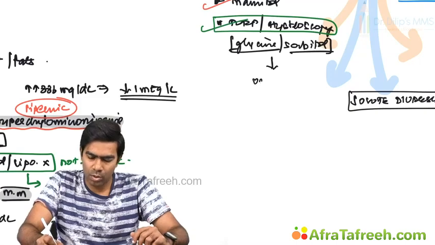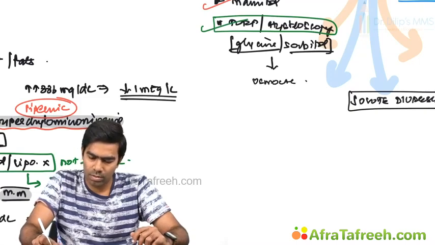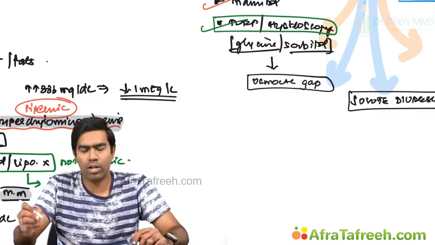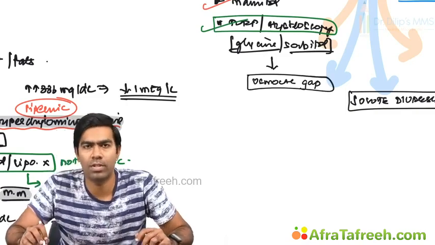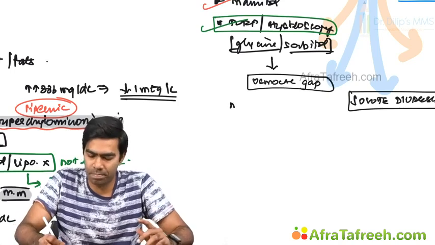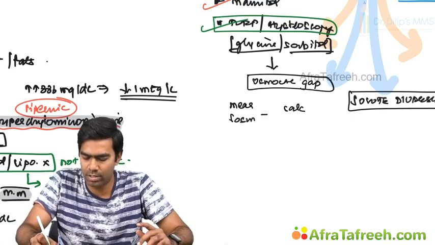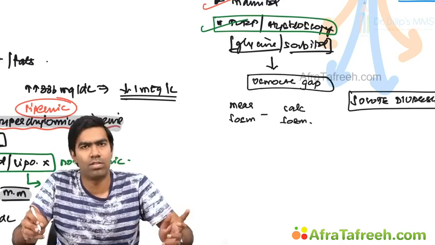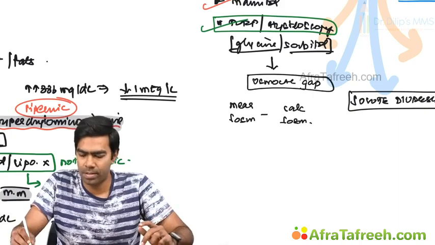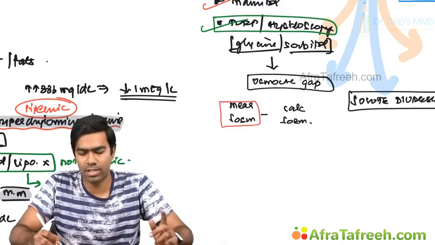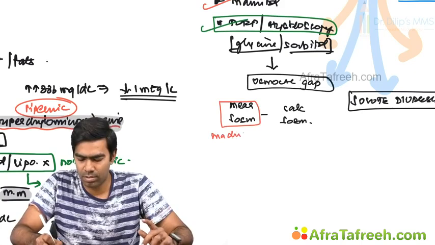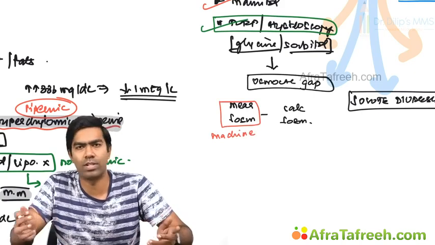So how will you find out? To understand this, you have to know an entity called osmolar gap. So what do you mean by osmolar gap? It is the difference between measured serum osmolality and calculated serum osmolality. So why does this matter? Let us see. What do you mean by measured serum osmolality? This is given by the machine.